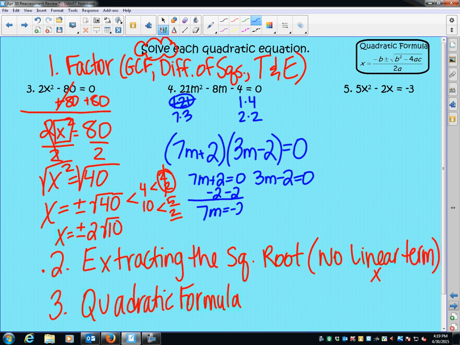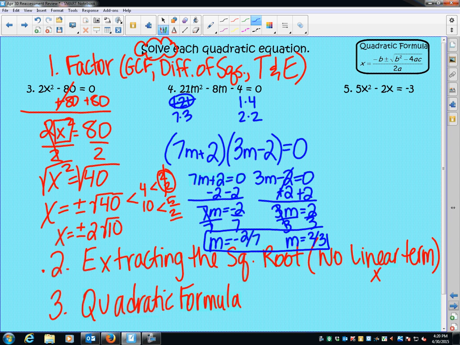7m equals negative 2, divide by 7. So m equals negative 2/7. You can leave it like that. And then on the other side, we're going to add 2 and then divide by 3. So m equals 2/3. All right, so here are my two solutions that satisfy that equation for number 4. Okay, I'll go back and make sure everybody's clear. This was the final answer on number 3.